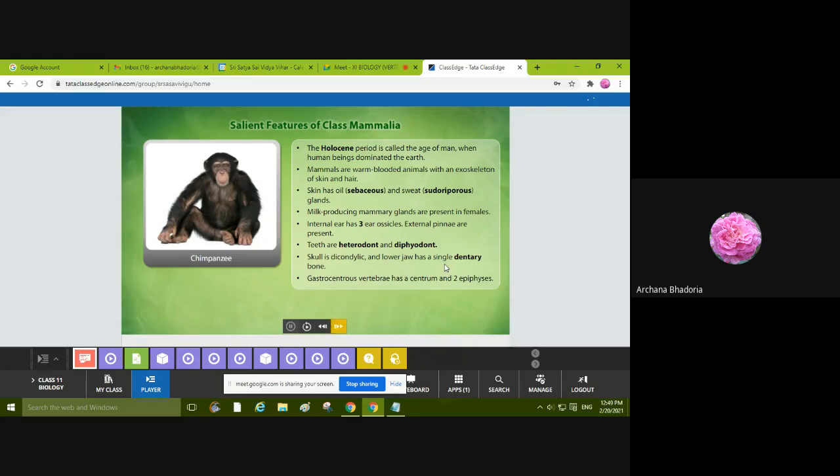The lower jaw has a single dentary bone. The vertebrae are acoelous, with a centrum. So this is important. Now try to observe this in the skeleton which we have, children. One vertebra rests on the other vertebra with the help of that flat structure. That only we call a centrum. And two epiphyses are there.